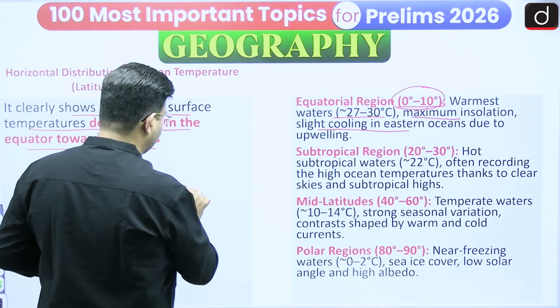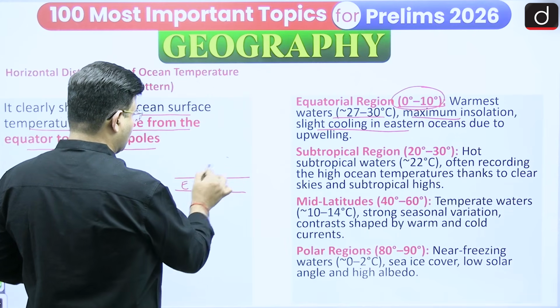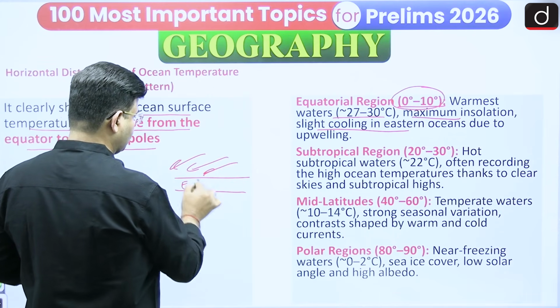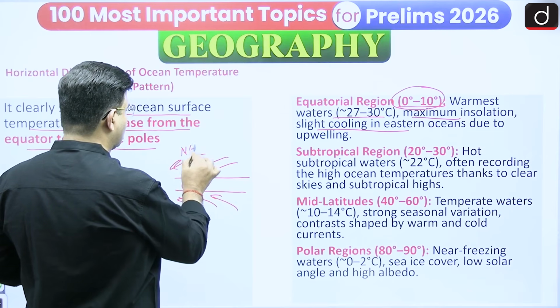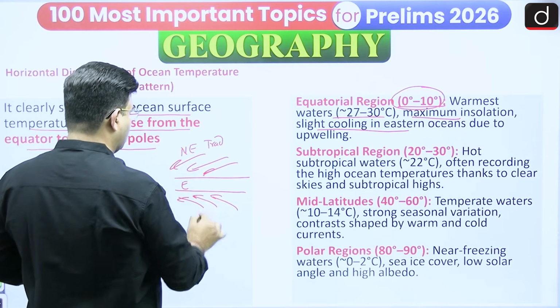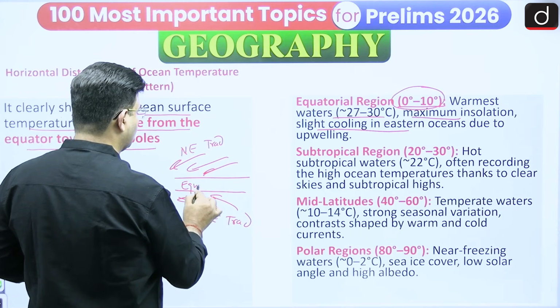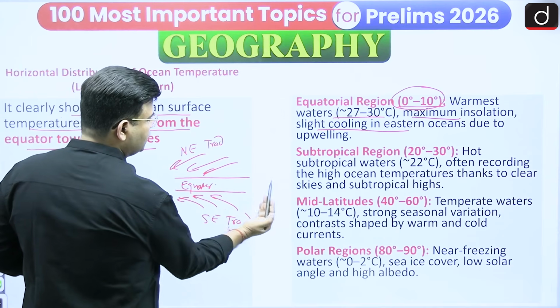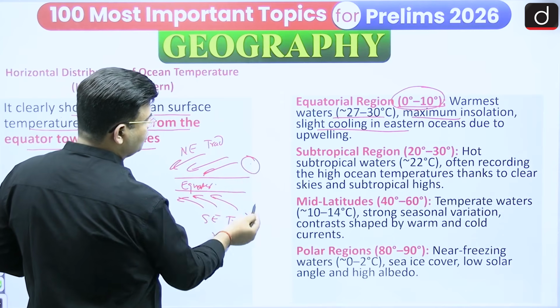In this equatorial region, you know that the northeast trade wind and the southeast trade wind are there. So because of that, as the wind is coming, there is an upwelling of cold water on the eastern part.